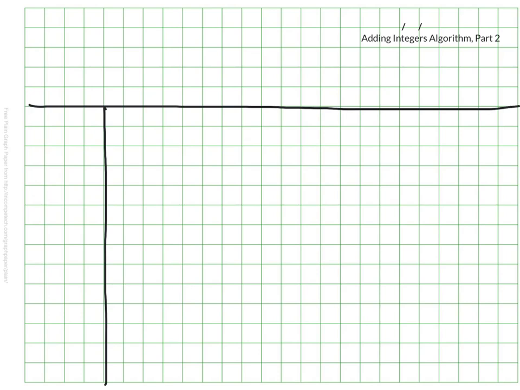This video is going to cover the topic of adding integers and making an algorithm, part 2. Be sure the date and topic are at the top of your page. The essential question for this video, which should also be on your page, is: what is the rule for adding integers when one number is positive and the other one is negative? So that's what makes this a little different from our previous video. One is positive and one is negative.